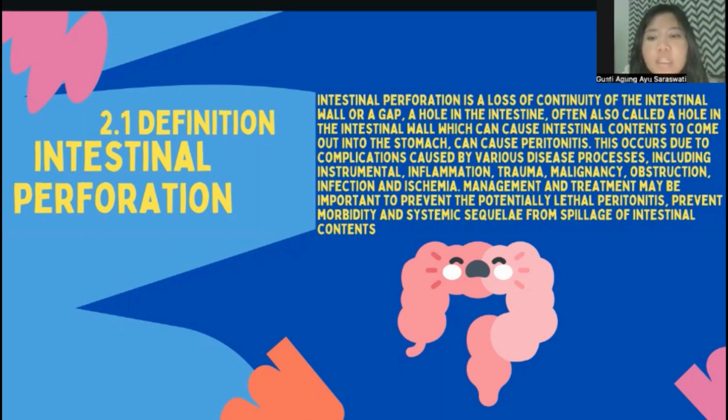which can cause intestinal contents to come out into the abdomen, and can cause peritonitis. This occurs due to complications caused by various disease processes, including instrumentation, inflammation, trauma, malignancy, obstruction, infection, and ischemia. Management and treatment are important to prevent potentially lethal peritonitis, and prevent morbidity and systemic sequelae from spillage of intestinal contents. That's all for me.